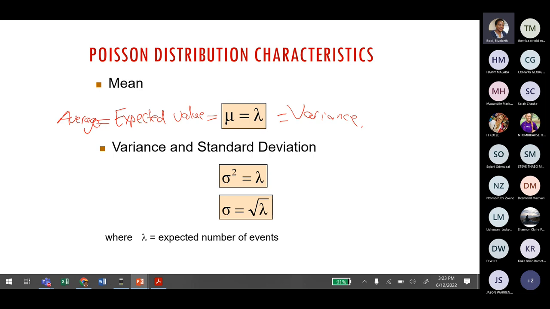So with Poisson, it's easy because you will be given the expected value. So you should be able to find the mean and the variance, and you should be able to calculate the standard deviation of that expected number of events.